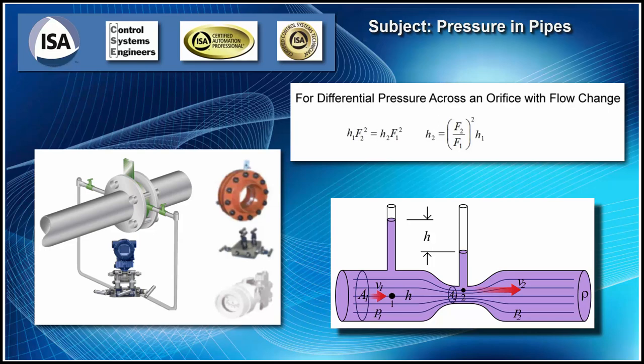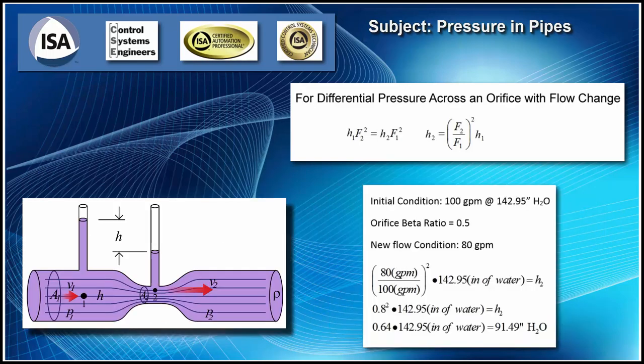So you remember, beta ratio is the inside diameter of the restriction over the inside diameter of the piping system. So let's look at our formula for pressure across the orifice with the flow change. It's just like the other formula, except the flows are reversed. So that's H1 times flow 2 squared equals H2 times flow 1 squared. Okay, let's do a calculation.